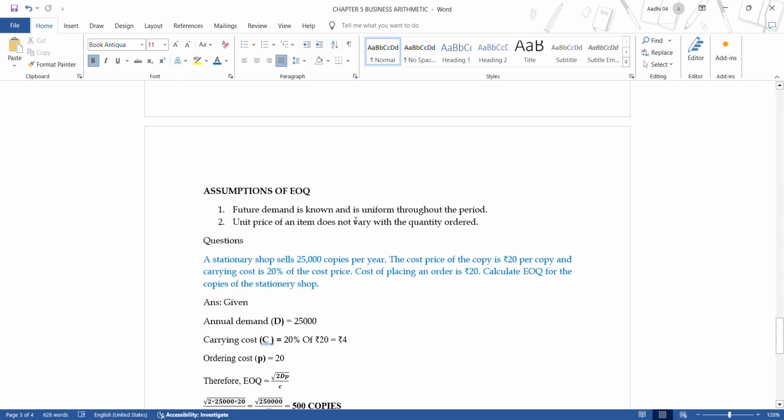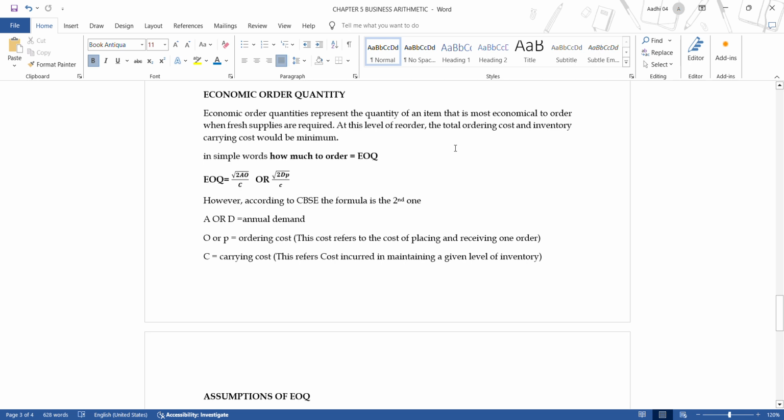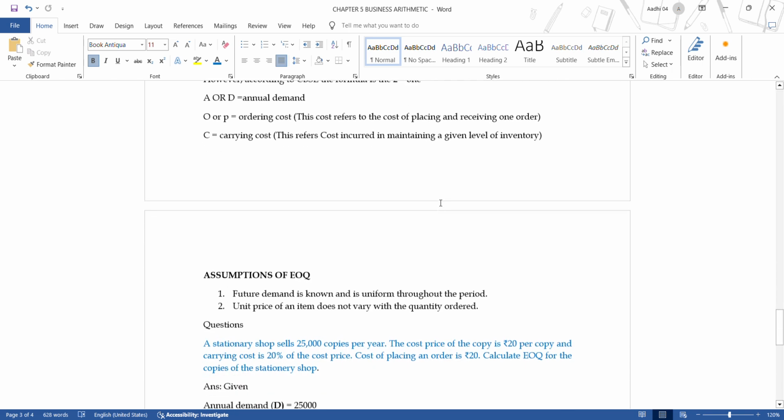So the question may ask, what is EOQ? What is the assumption of EOQ? So this is the answer that you have to present in your answer sheet. You have to explain EOQ, you have to explain the formula, then you have to explain the assumption.